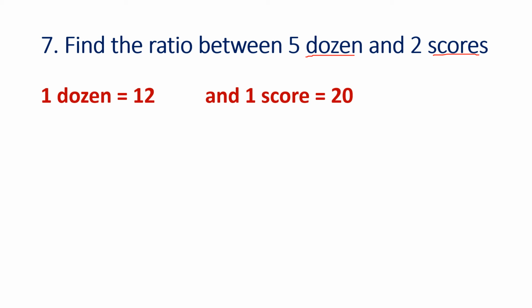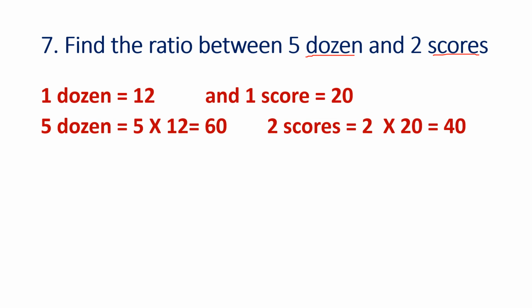Okay, so we will convert this. If 1 dozen is 12, then what is 5 dozen? 5 dozen is 5 into 12, that is 60. And if 1 score is 20, then 2 scores will be 2 into 20, that is 40. So actually 5 dozen means what? 5 dozen means 60. 60 items. And 2 scores means what? It is 40. We understood that? So now we can just take the ratio of 60 is to 40.